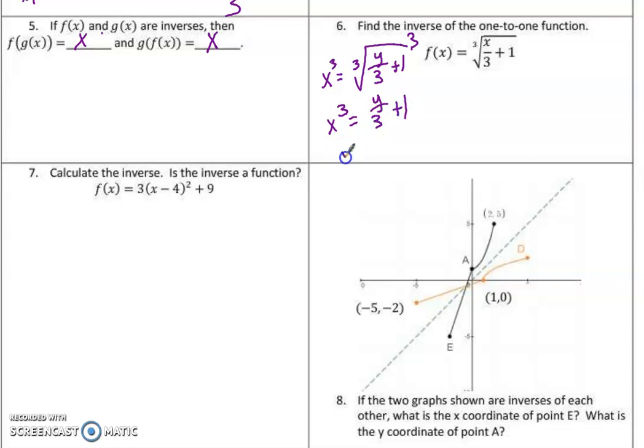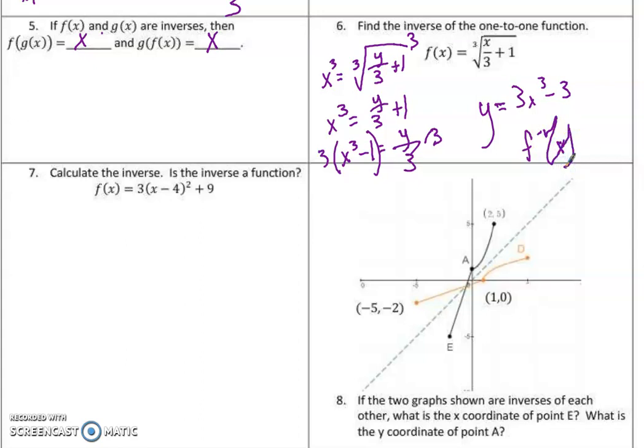Subtract 1 on both sides. So x cubed minus 1 equals y over 3. And finally, I'm going to multiply both sides by 3. I'm going to multiply this whole thing by 3. So y equals 3x cubed minus 3. And I'll put that in function notation because that is a function. The f inverse of x equals 3x cubed minus 3.